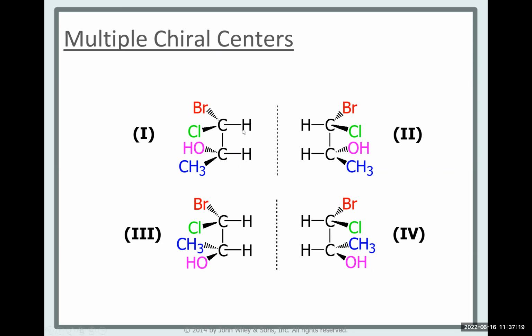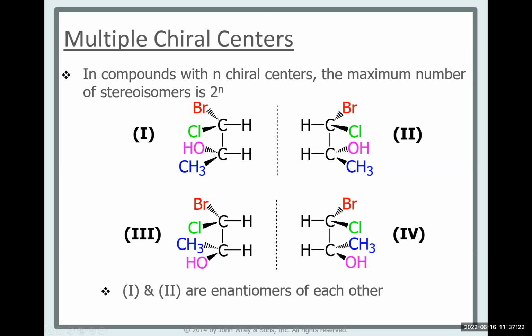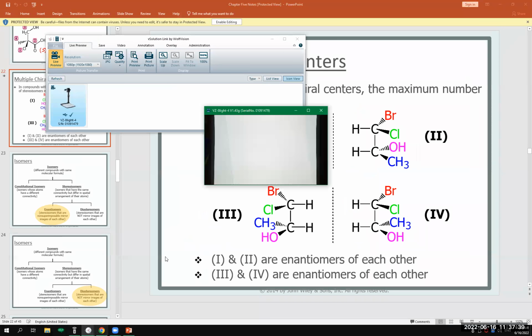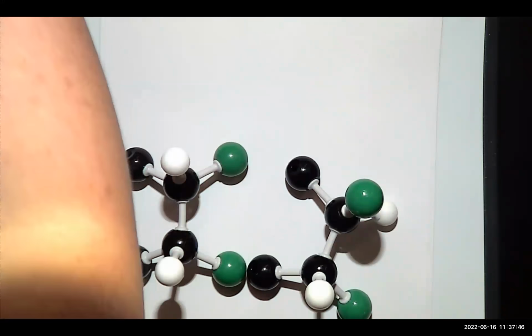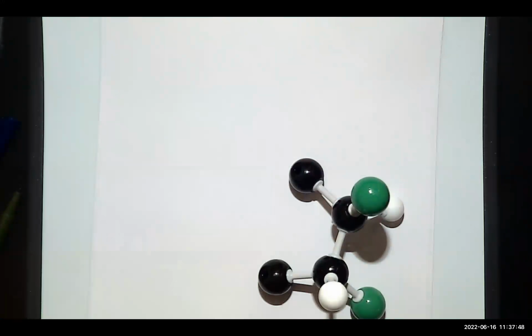We briefly talked about how in compounds with however many chiral centers, in this case two, the possible number of stereoisomers is 2 to the n. So 2 squared would be 4 in this case. I'm going to show you on the visualizer because I think it's way easier to see. But I'm actually going to swap two of these out so that we don't have meso compounds, because they mess everything up.